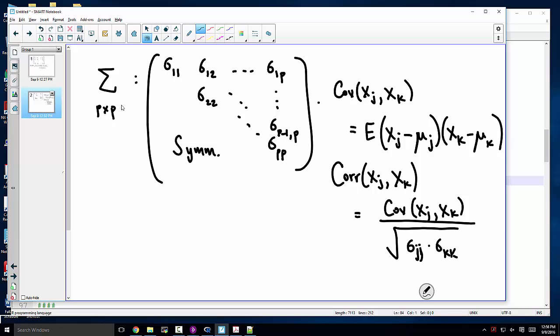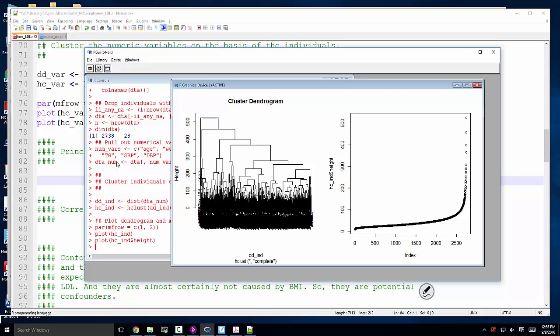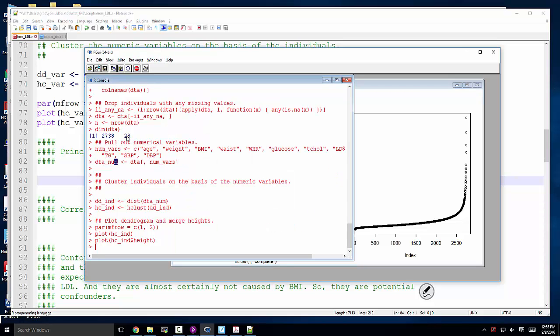So for example, suppose we could construct just 2 variables, instead of the 28 we have over here. Suppose we could boil this down to 2 variables, make a plot of those 2 new variables, and reveal a lot about the nature and the structure of the data.